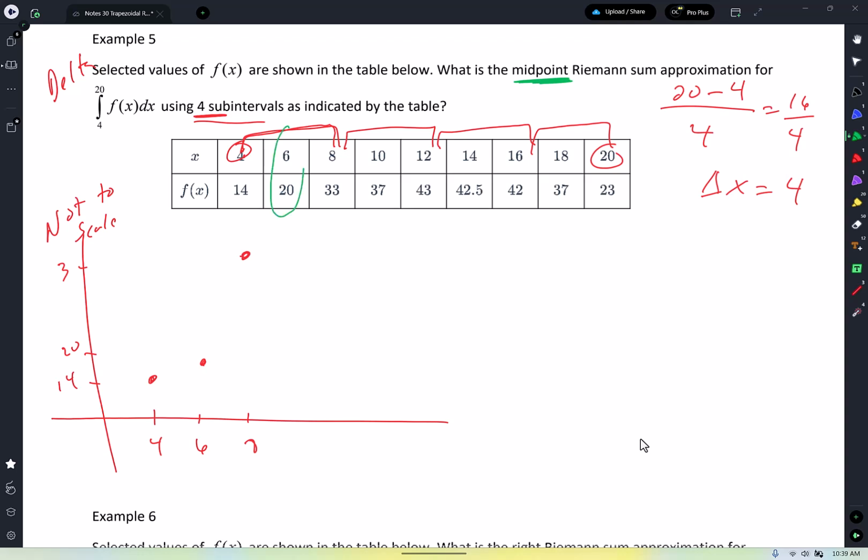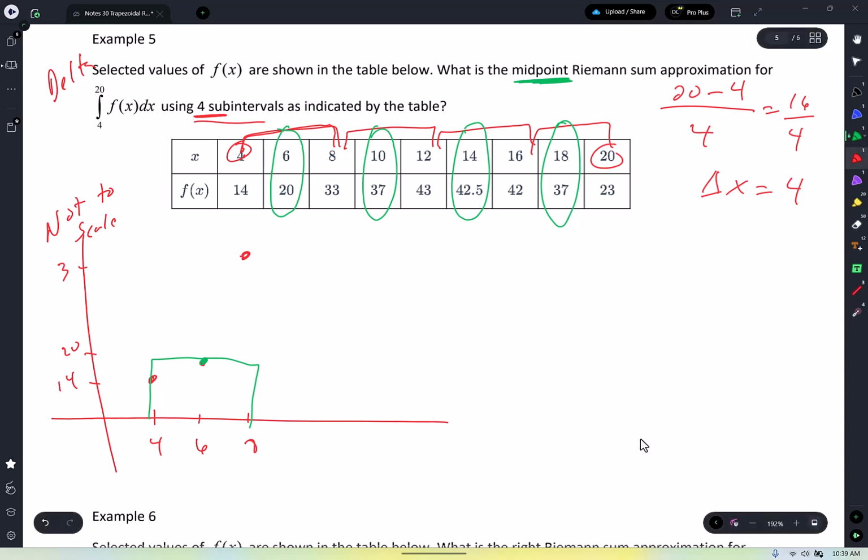What did they want me to use? Midpoint. So look, these are the midpoints, the ones in green. So here's my first rectangle. They want me to use the midpoint. Boom, boom. There's my first rectangle. See? And I just keep doing that for all of them.